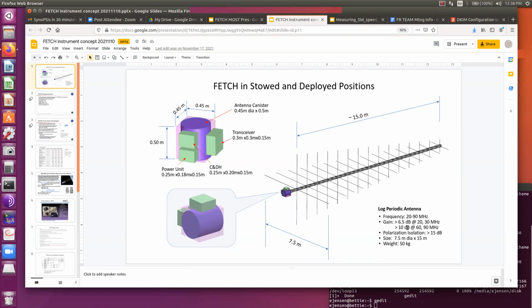And so what's interesting is that the gain is expected to be around 6.5 dB at the lower frequencies, and then greater than 10 dB at the higher frequencies, 60 to 90.